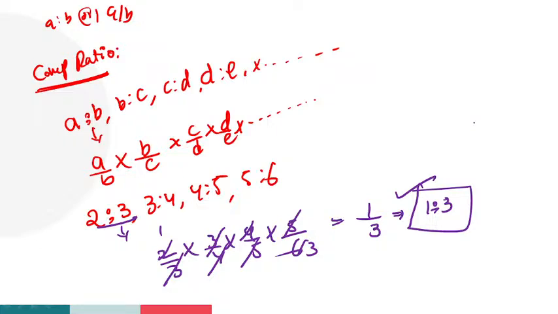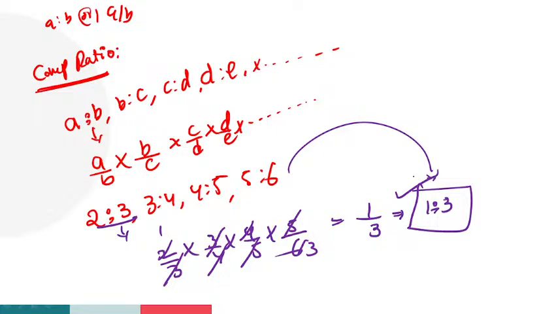2 is to 3, comma, 3 is to 4, comma, 4 is to 5, comma, 5 is to 6. The compound ratio is how much, guys? So 1 is to 3, and just remember this formula, guys. Compound ratio is very important, guys. Also when we need to find the first value and last value, we use compound ratio, guys. That's why it is very important.